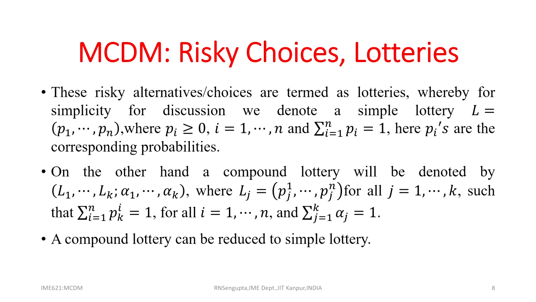So, what do we mean by risky choice and lotteries? These concepts of risky choice or alternatives are termed lotteries, whereby for simplicity of discussion we denote a simple lottery by the case where there are outcomes with different probabilities, and probabilities are denoted by P1 to Pn such that the sum of all the probabilities is 1, and obviously all the probabilities are greater than or equal to 0, and definitely a probability cannot be greater than 1. So, the Pi's are the corresponding probabilities for each outcome.